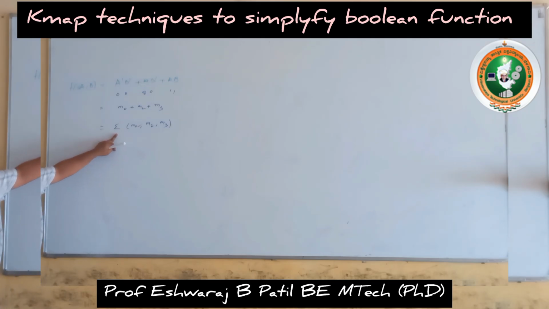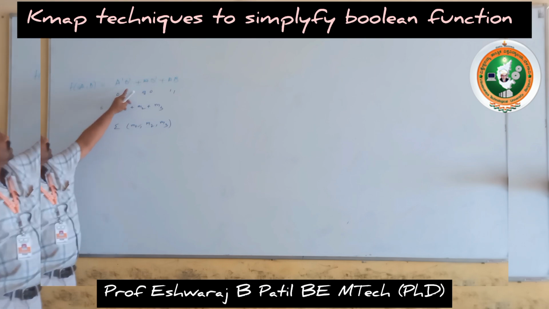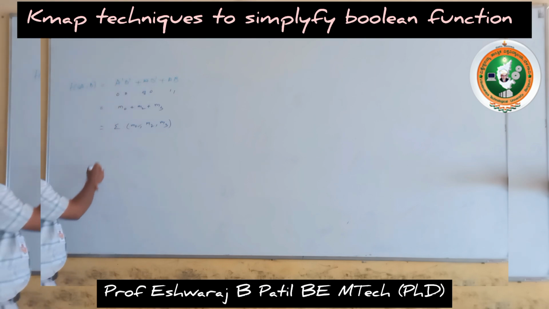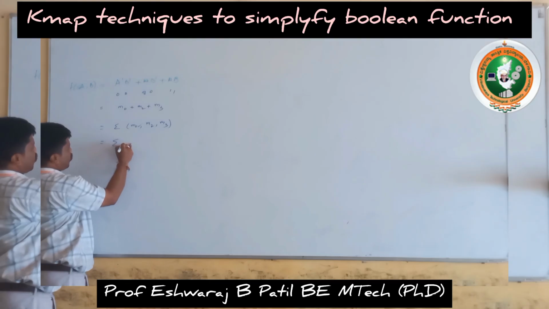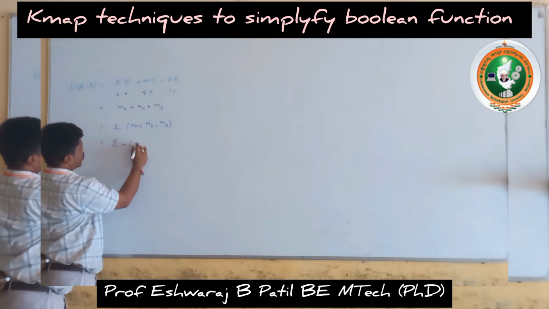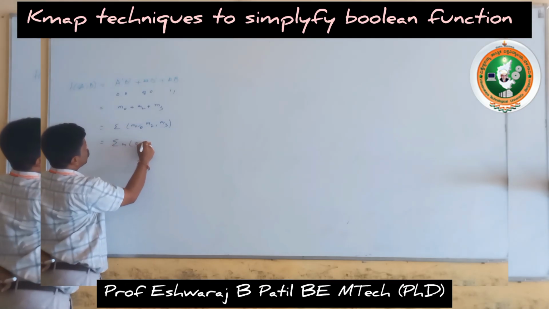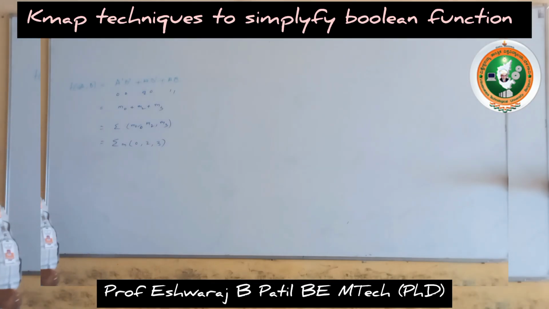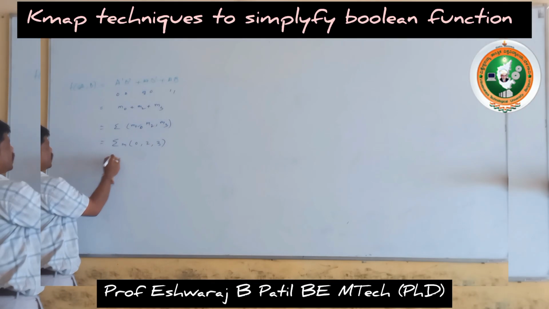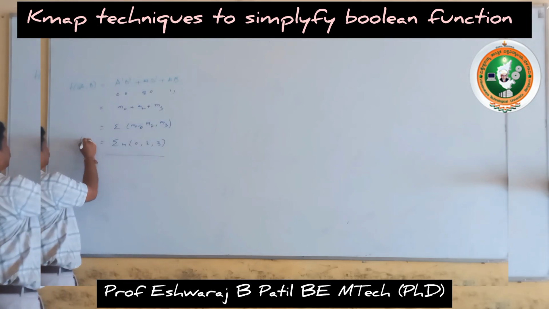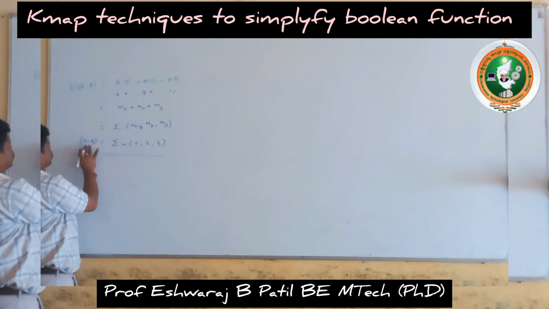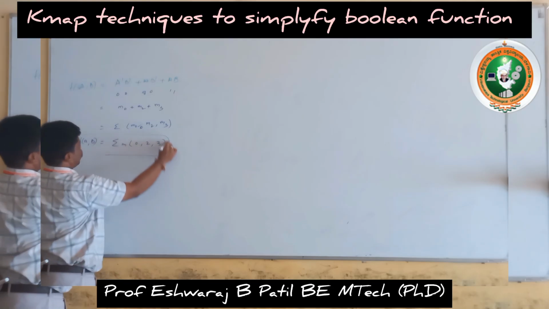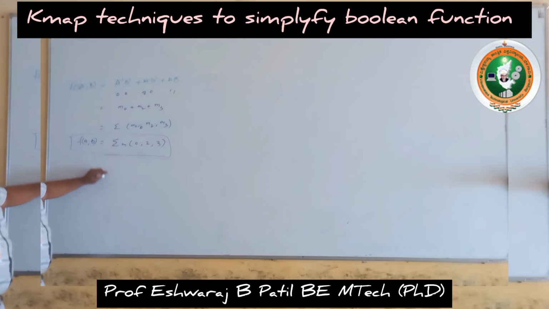This is the symbol for the SOP form, the sum of products form. Taking m common, it is the summation of m over 0, 2, 3. Yes or no? 0, 2, 3. Now this is f of A comma B. This is the equation, the Boolean function with the min terms.